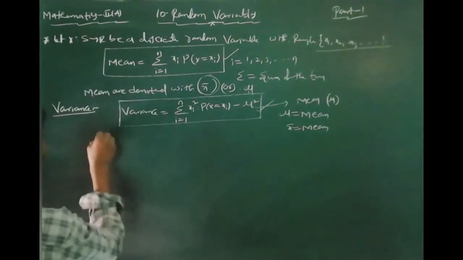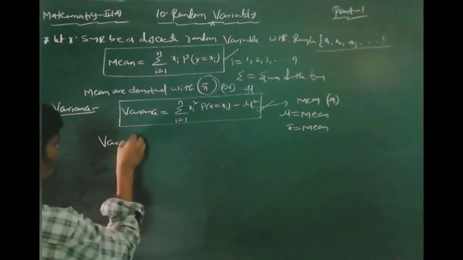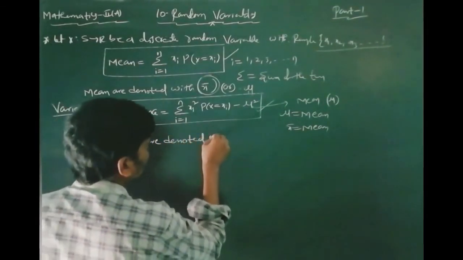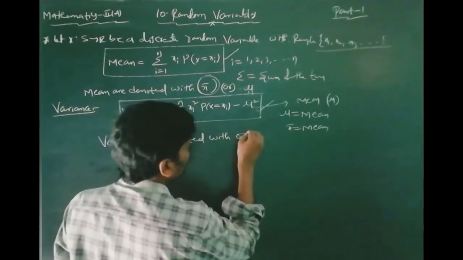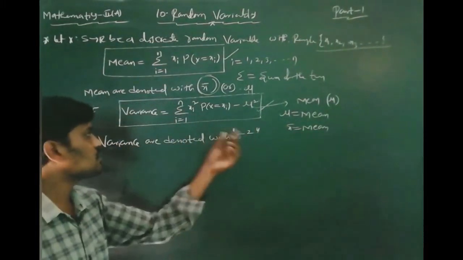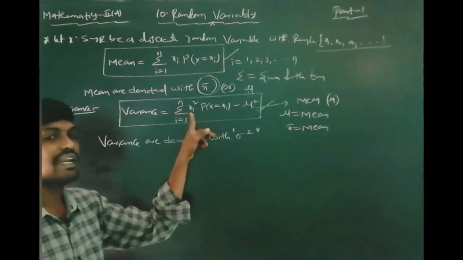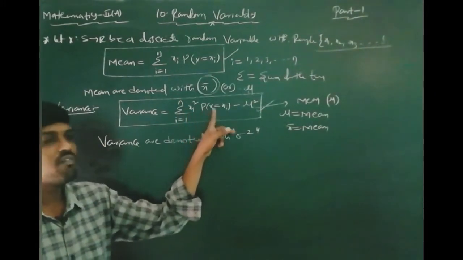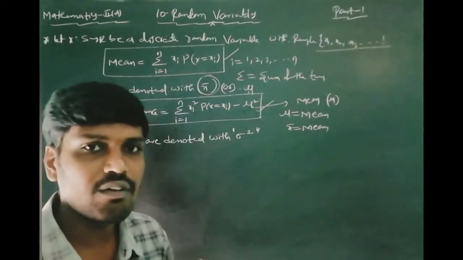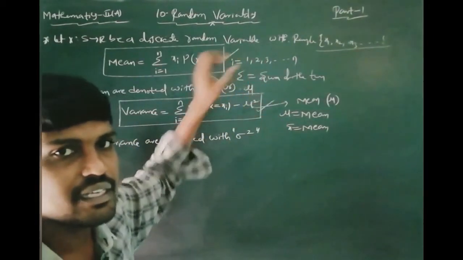After that, variance is denoted with sigma square. Variance is denoted with sigma square. Then sigma square equals summation of i equal to 1 to n, xi minus mu whole square into P of X equal to xi. Mu is nothing but the mean. This is the variance definition.